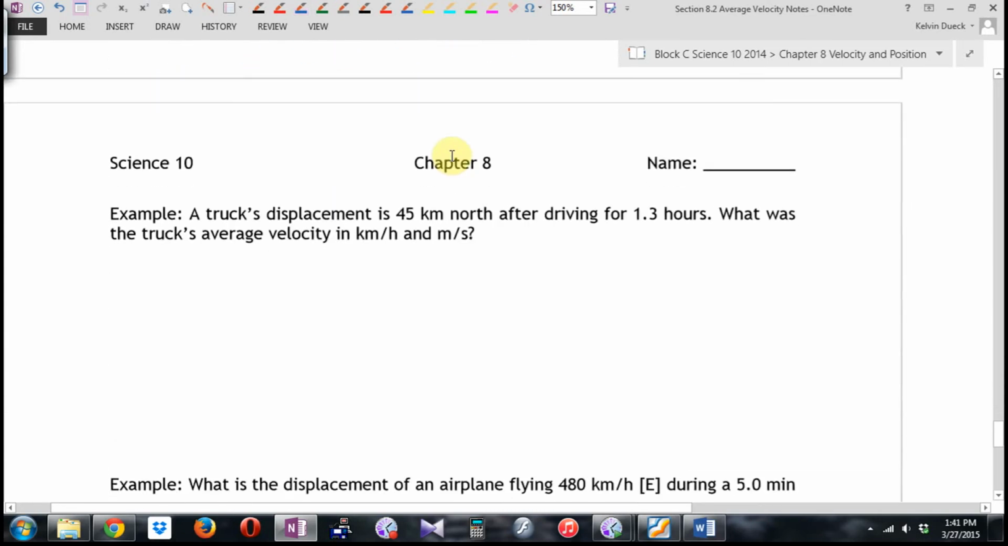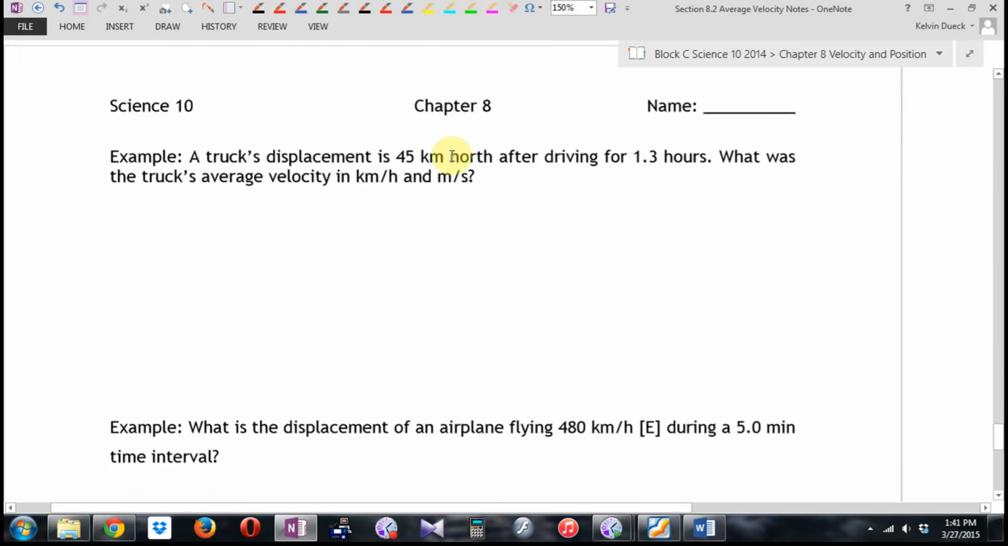A couple more done. Turn the page. Okay. How many things are they asking me to find in this one? 2.